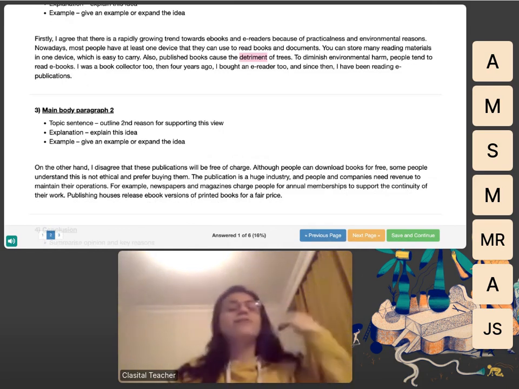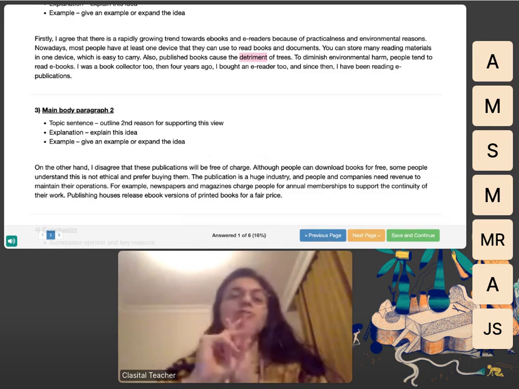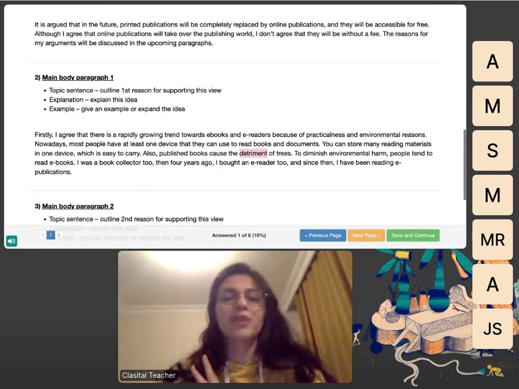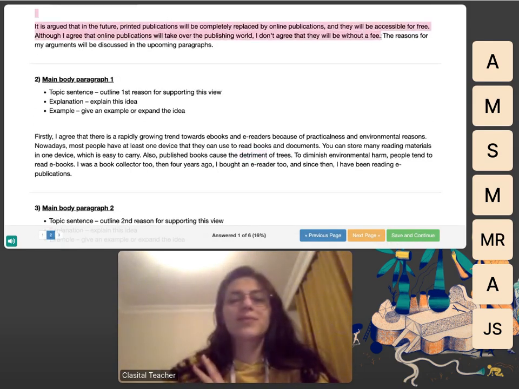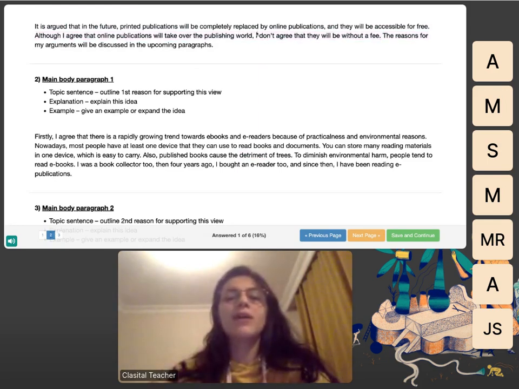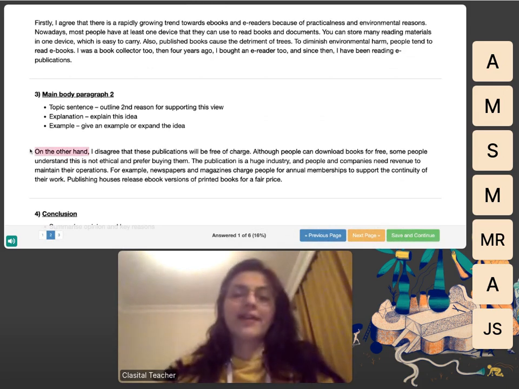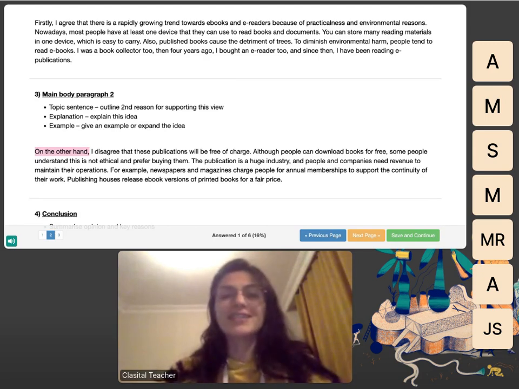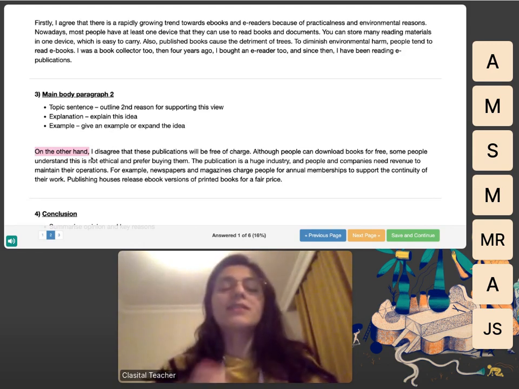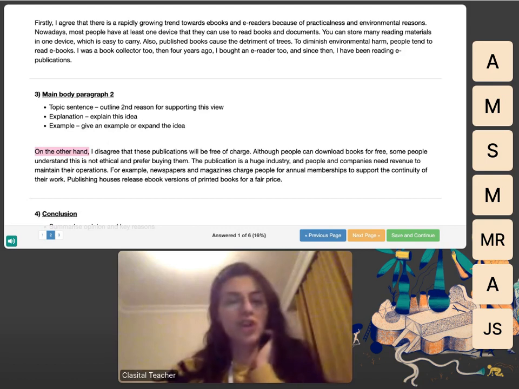And in the second body paragraph, remember that we kind of agreed but also disagreed with the statements in the introduction paragraph. What we will do in the second body paragraph is that we will talk about the part that we disagree with. So the fees, right? Let's see how it goes. It says, on the other hand, since we were agreeing with this statement in the first part, but we will disagree with this statement in the second part, we use a contrasting linking word saying, on the other hand, I disagree that these publications will be free of charge.